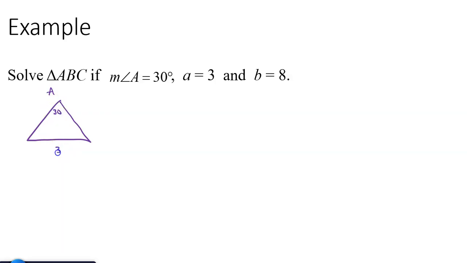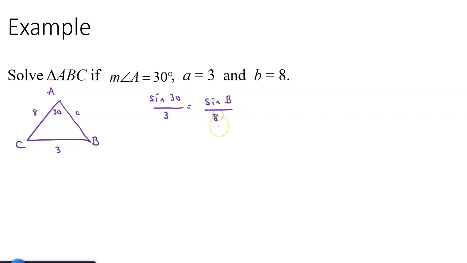Side A is 3. Side B is 8. So again, let's try to find information about missing angles and missing sides. So I've got the sine of 30 over 3 equals the sine of B over 8.